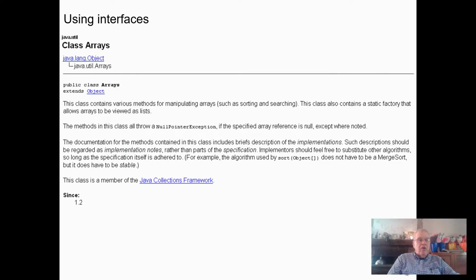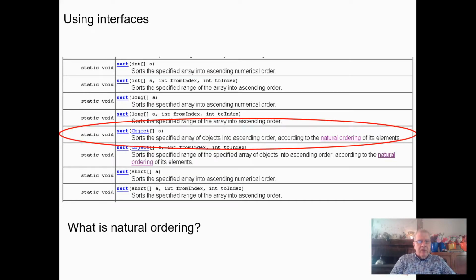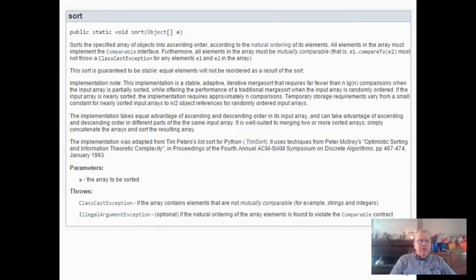So there is a class called Arrays, which allows you to manipulate arrays and allows arrays to be viewed as lists. The sort method is overloaded, and it specifies the natural ordering of its elements. What is the natural ordering? Well, it's whatever the programmer decides. So for strings, it's alphabetic order.